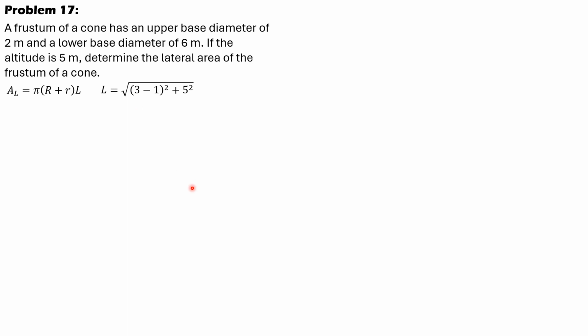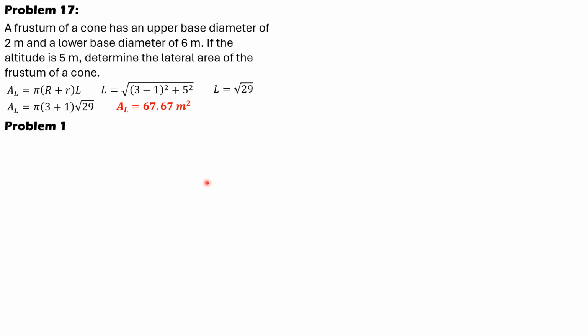So it is the square root of 29 meters. Substituting, the lateral area is pi times (3 plus 1) times the square root of 29. So the lateral area is equal to 67.67 square meters.